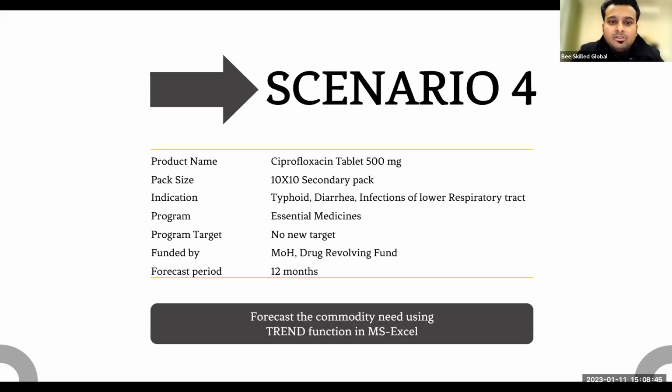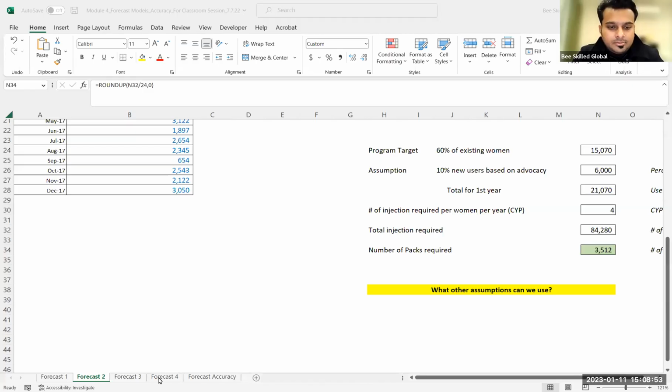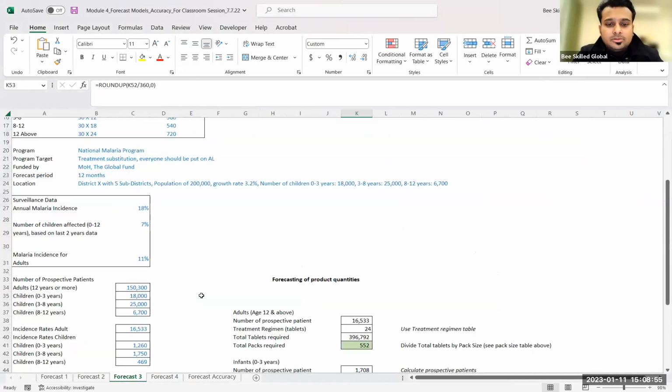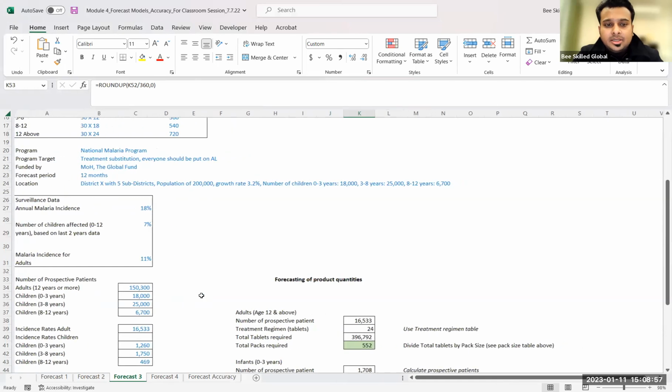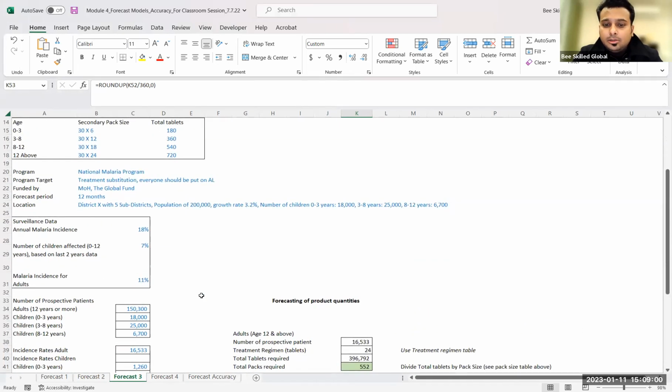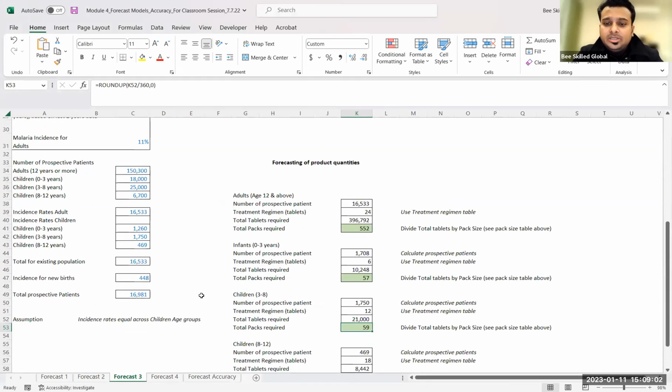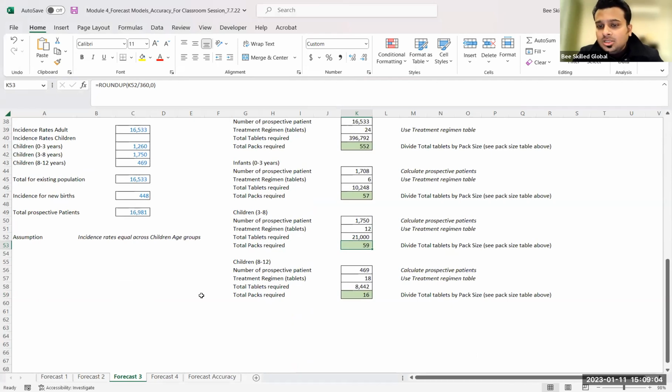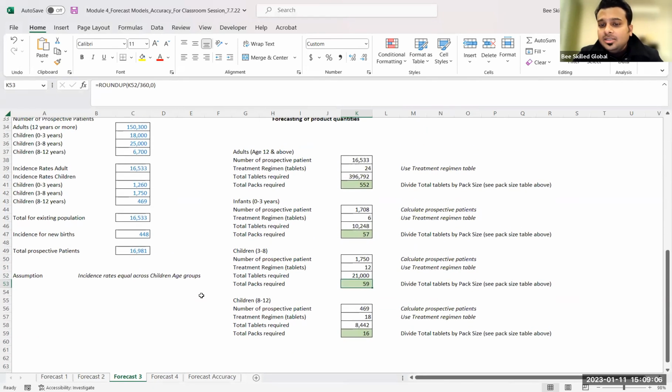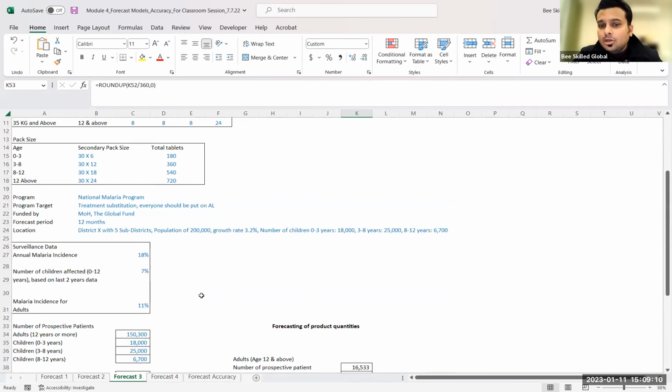After this, we'll have a poll. Priyanka, maybe you can disable the screen share and then I'll take them to Excel. This is just to show you forecast 3. It's very logically presented, so please go through it on your own. If you find any difficulties, please reach out to us. It is just using demographic data and morbidity data.